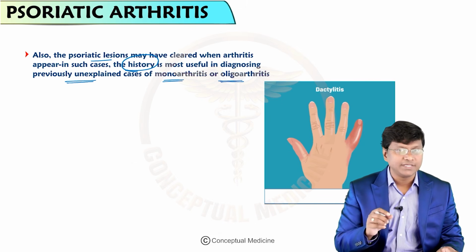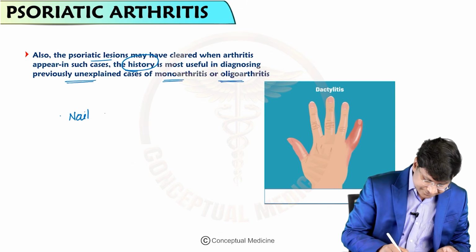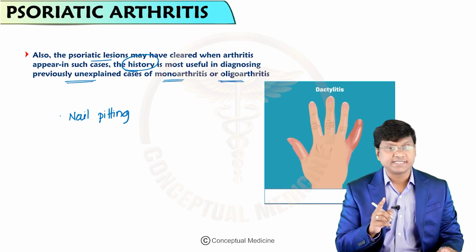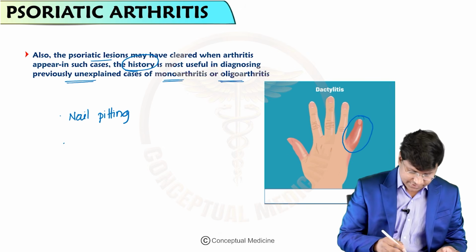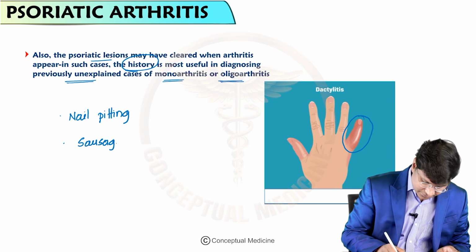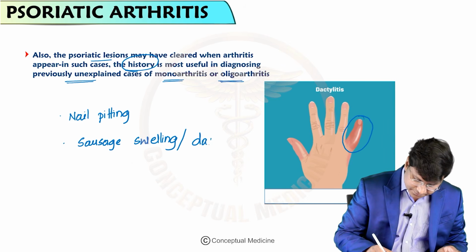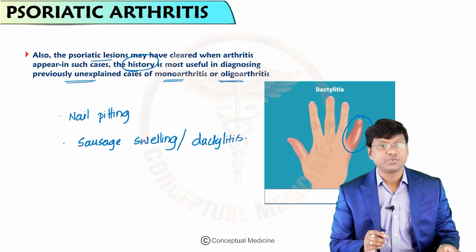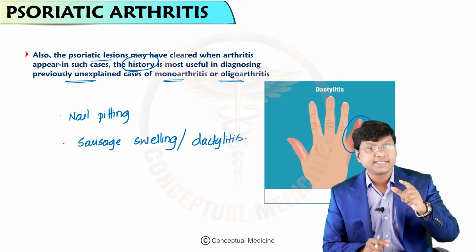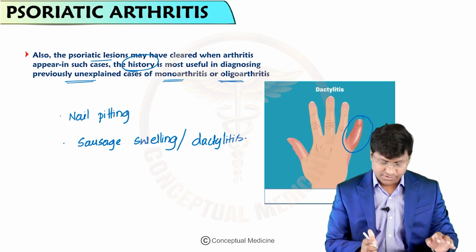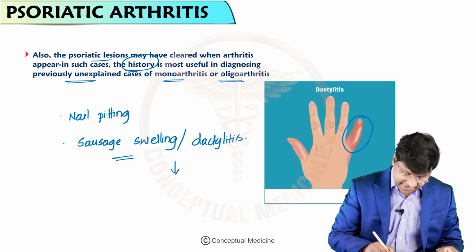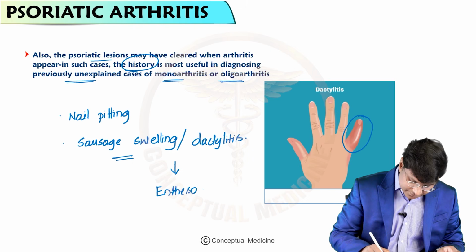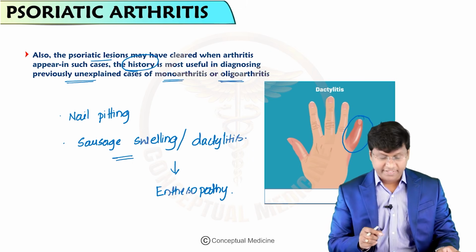And in the history, what will be the clues? Number 1, nail pitting. Nail pitting is sometimes a clue. And the other thing you observe is the sausage swelling or dactylitis. Sausage swelling or dactylitis of one or more digits is a common manifestation of enthesopathy in psoriatic arthritis.